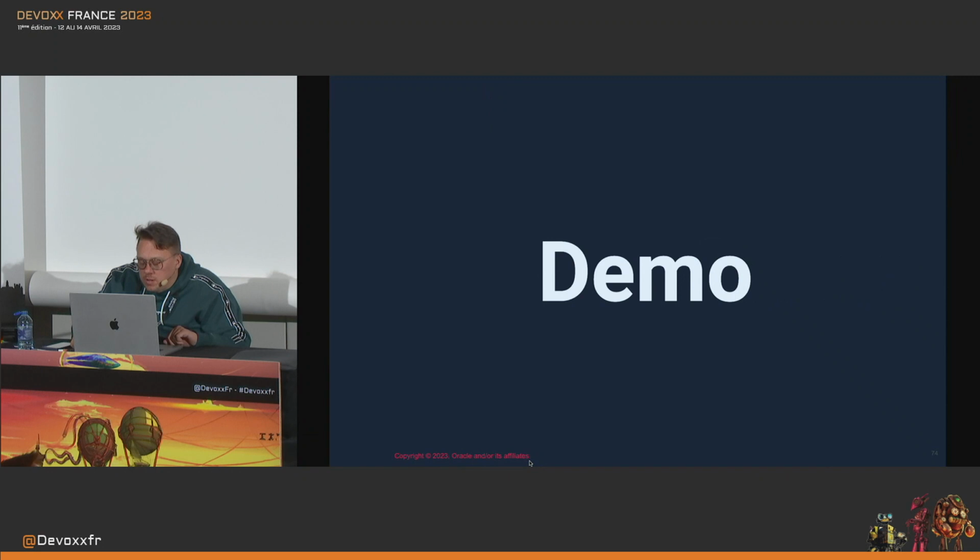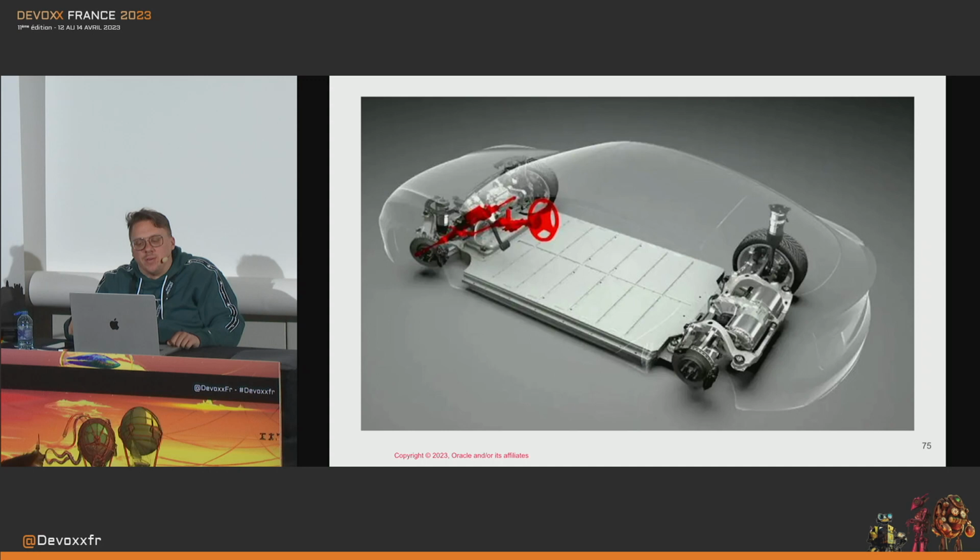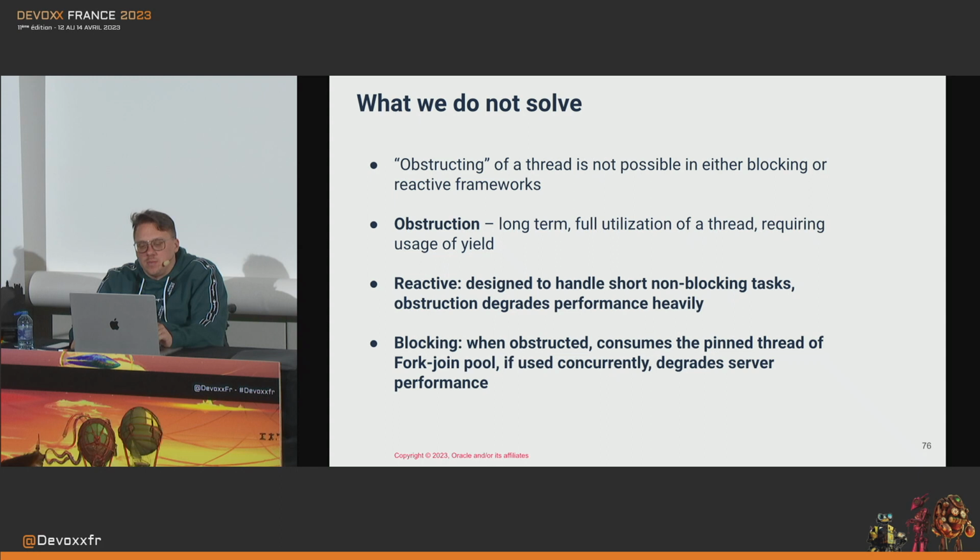So once again, instead of putting an electric engine on the car, we created a completely new platform based on virtual threads, which is specially designed to work in that environment. So what is the idea? What problems do we solve? We solve the so-called obstruction of the threads.